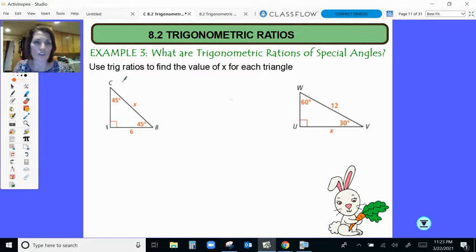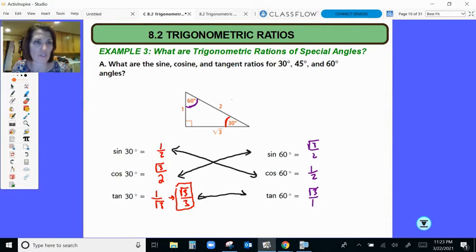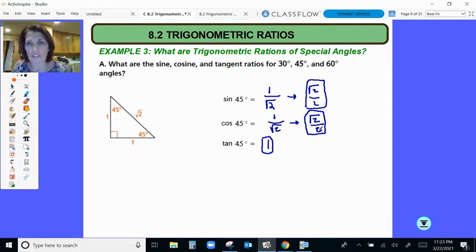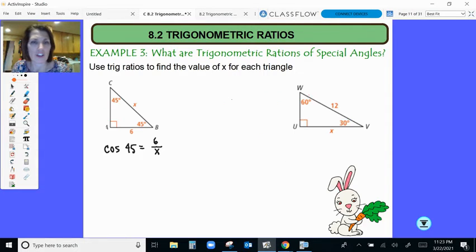But first of all, let's use these trig ratios to find the value of x for each triangle. So right here, we want to find the value of x. So we have a side adjacent and my side x. So we would say, the cosine of 45 would equal 6 over x, right? Well, we know that my cosine of 45 is square root of 2 over 2, right? So I can substitute that: square root of 2 over 2 equals 6 over x.